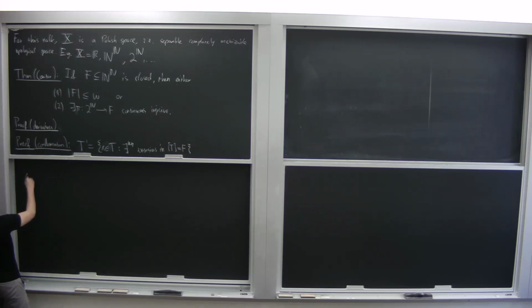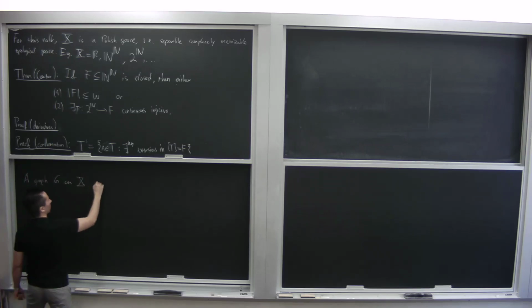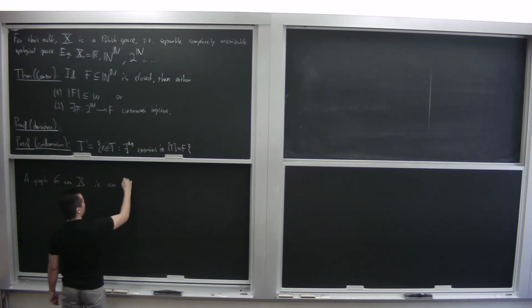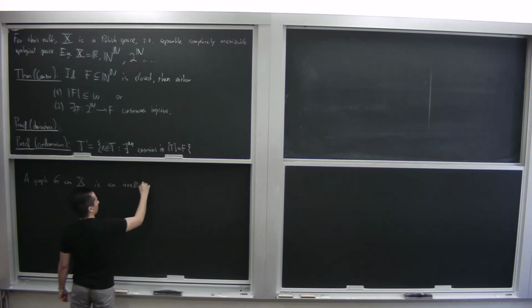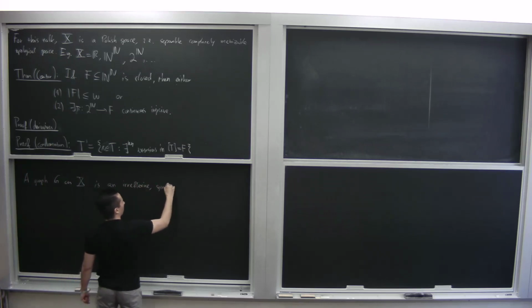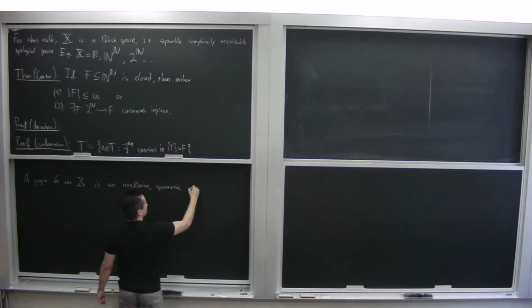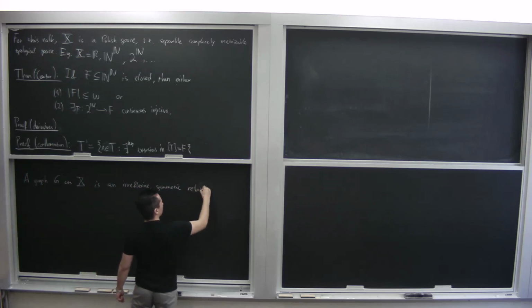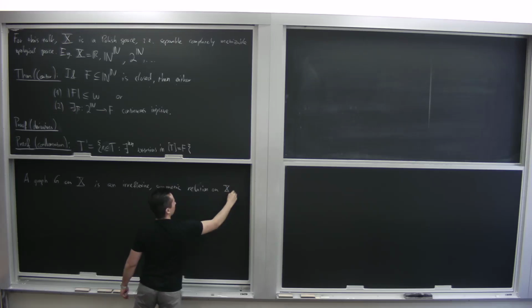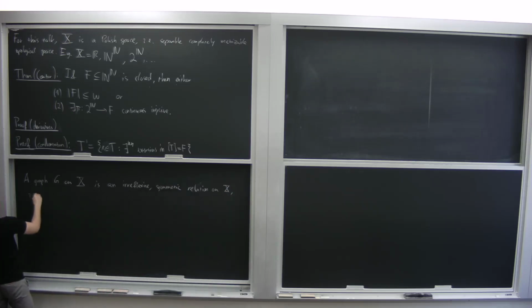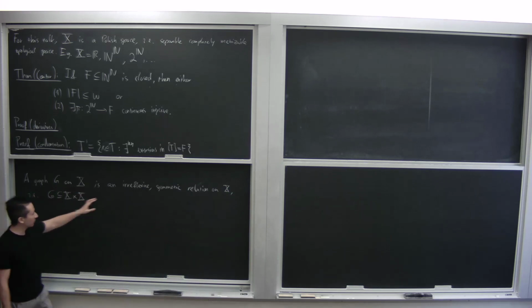So a graph on X is an irreflexive symmetric relation on X. In other words, I'm not really distinguishing between G and what people usually call the set of edges of G, right? So G is the set of edges. It's pairs of elements of the space X, which are the vertices.